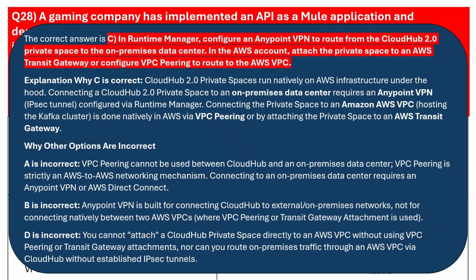B is incorrect. Anypoint VPN is built for connecting CloudHub to external/on-premises networks, not for connecting natively between two AWS VPCs, where VPC peering or transit gateway attachment is used. D is incorrect. You cannot attach a CloudHub private space directly to an AWS VPC without using VPC peering or transit gateway attachments, nor can you route on-premises traffic through an AWS VPC via CloudHub without established IPsec tunnels.